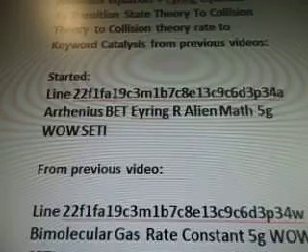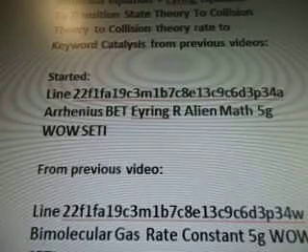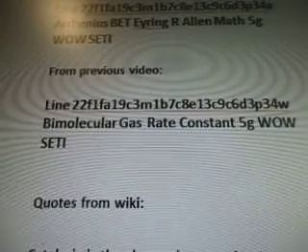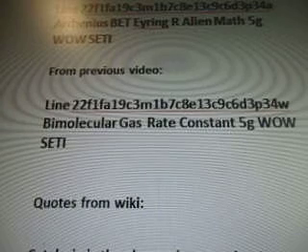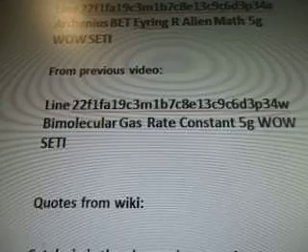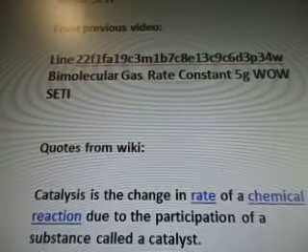So that started in line 22f1fa19c3m1b7c8e13c9c6d3p34a. Arrhenius bet Eyring R alien math 5G Wow Seti. From the previous video of line 22f1fa19c3m1b7c8e13c9c6d3p34w. Bimolecular gas rate constant 5G Wow Seti.